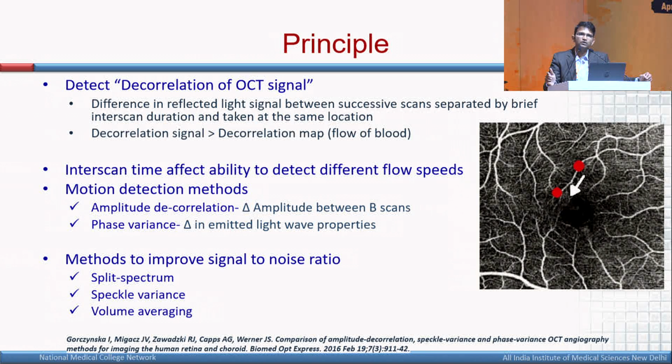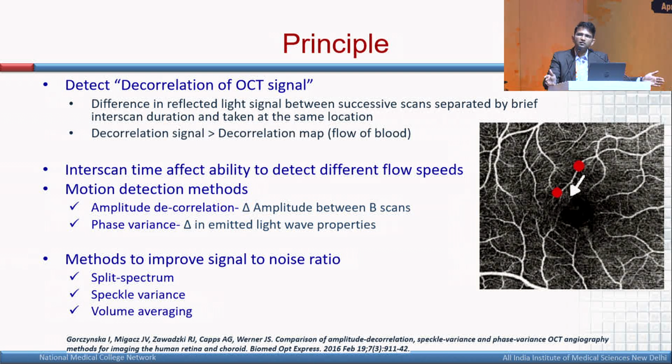Higher blood flows require very short interscan time, and very low blood flows, suppose in a microaneurysm or in a polyp, need an increased interscan time, because the RBC movement from one place to another will take a lot of time when the blood flow is slow. Therefore your successive B-scan images should be separated by a longer interscan time. So what is the problem?